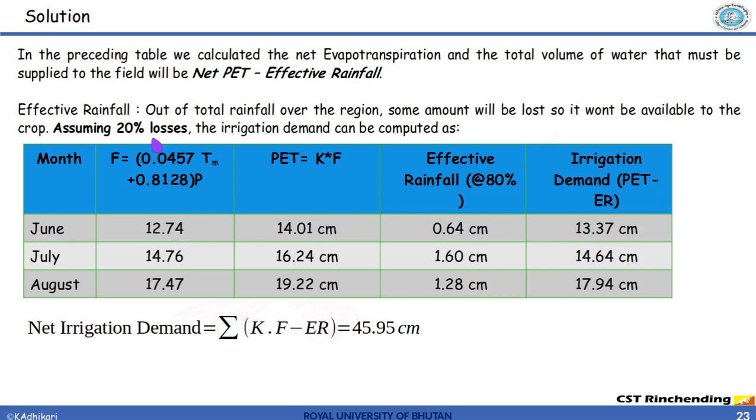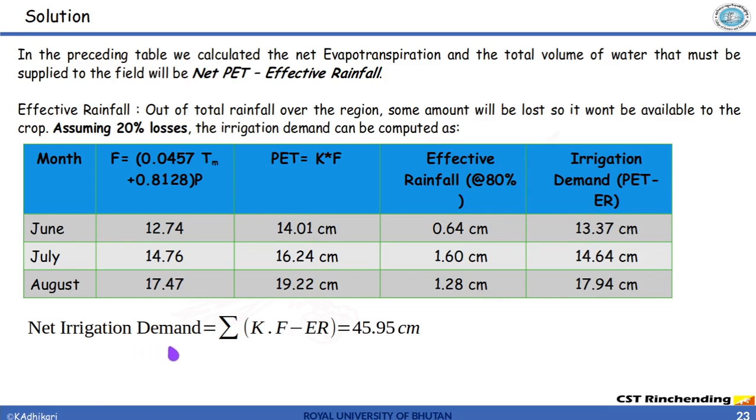So here, just an assumption, we are making an assumption that 20% of the total rainfall is getting lost. So only considering 80% of the actual rainfall for every month, we get this value. So after that, the irrigation demand would be, like I said, PET minus the effective rainfall. Let's say there was no rainfall, so our net irrigation demand would be simply PET, which we have already calculated.